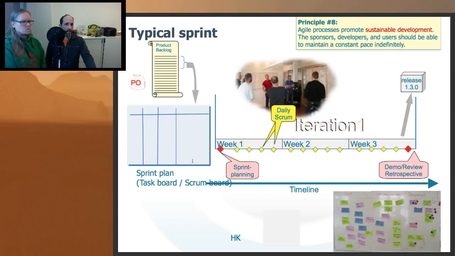But it starts in the beginning. There's a sprint planning meeting, which very typically takes a whole day.